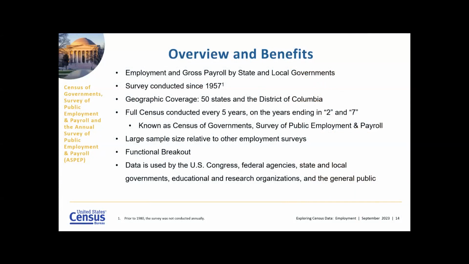This survey captures employment and gross payroll by state and local governments. The survey has been conducted going back till 1957. Now, keep in mind that prior to 1980, the survey was not conducted annually. The survey offers comprehensive geographic coverage of the United States. The full census is conducted every 5 years on the years ending in 2 and 7, and the other years are annual survey years. The annual survey offers a very large sample size relative to other employment surveys, which is a strength of the survey.